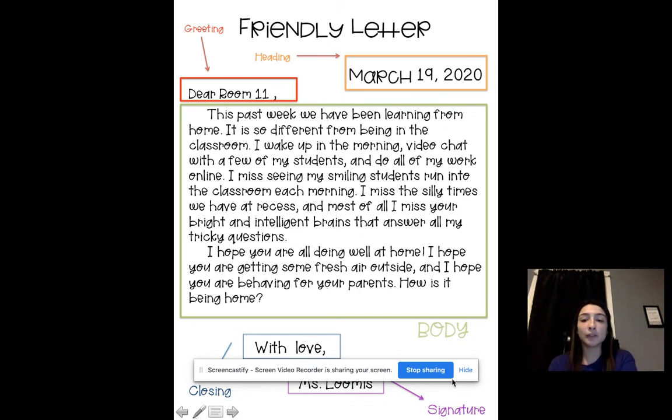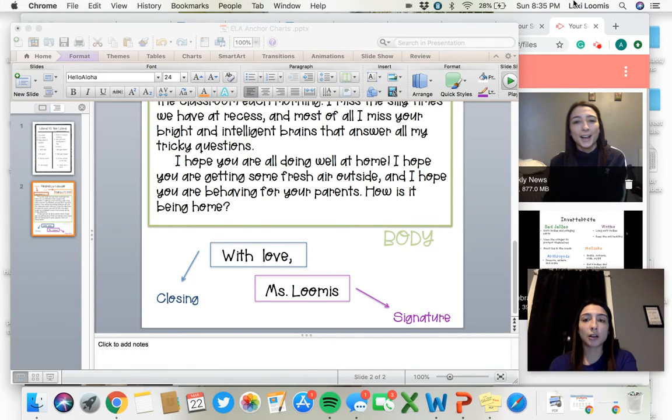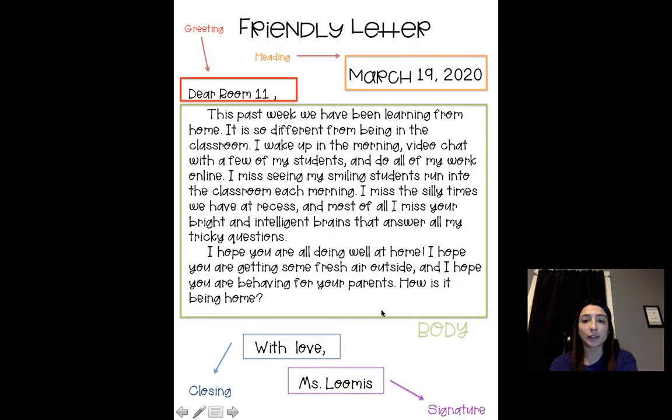And then you have your closing. Sorry. Right down here is my closing. So I wrote with love. You can write sincerely. You can write love. You can write thank you. It's just the closing of your letter. You're bringing it all together before you add the very last part, which is your signature. Your signature is your name. It tells the reader who wrote the letter.